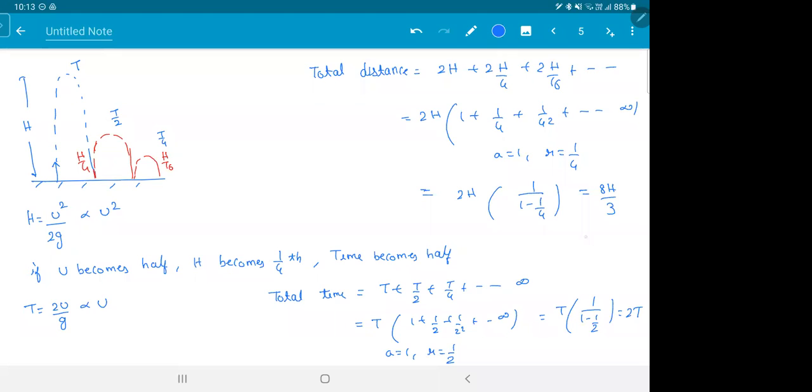So if they ask you the final answer, the distance would be 8 by 3 times u square by 2g. The time would be 2 times 2u by g, which is 4u by g. That's the total distance and that's the total time. Take out the steps, people. What is the average speed? Divide these two. I'll show it on the next page. Any step you didn't get, anywhere you're confused, please ask me. Be very clear about these things.